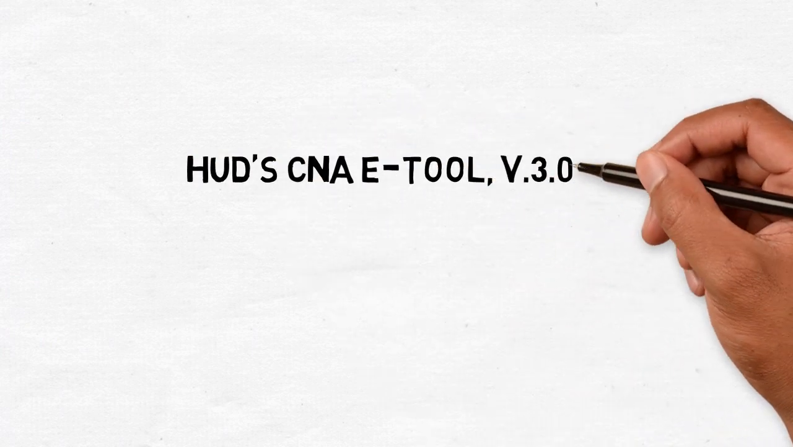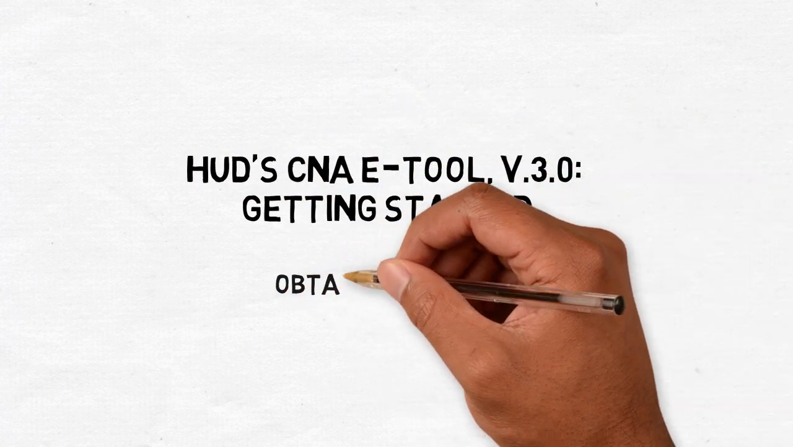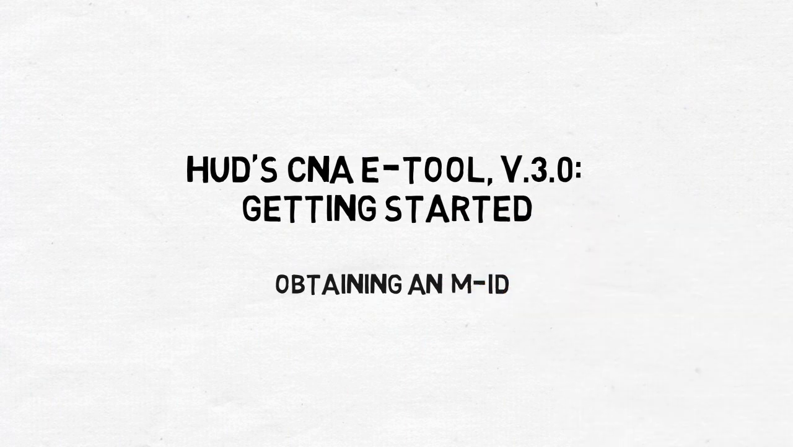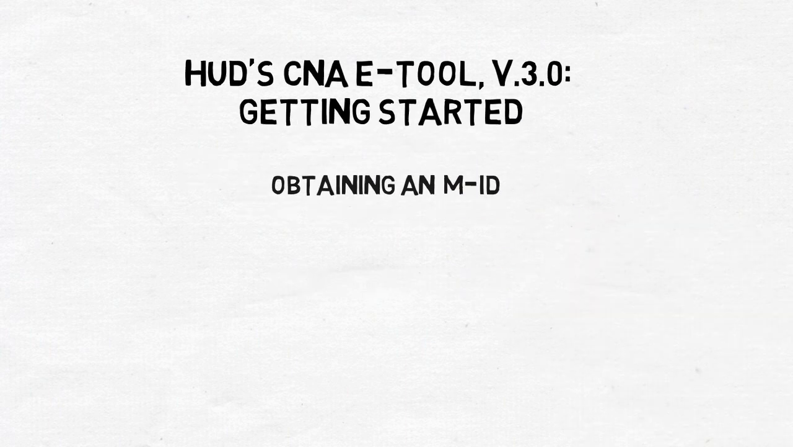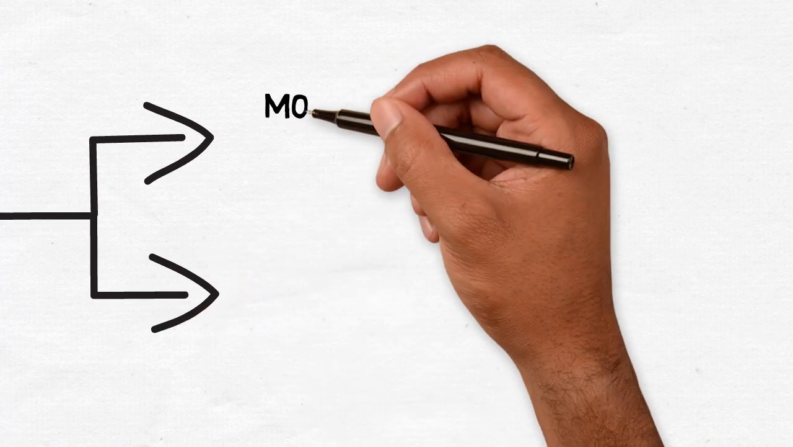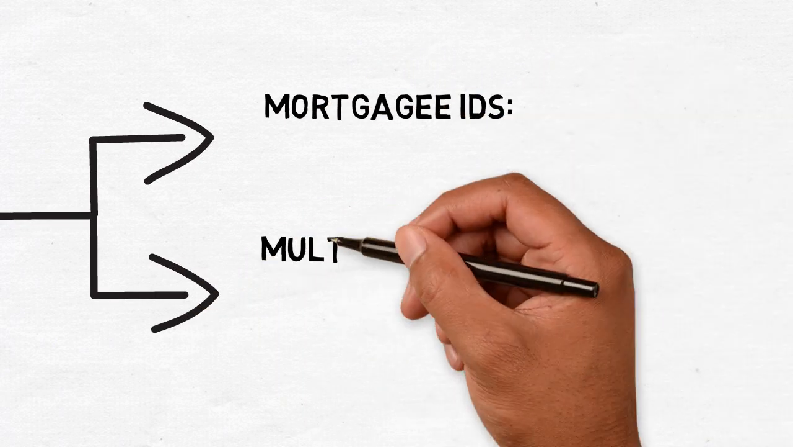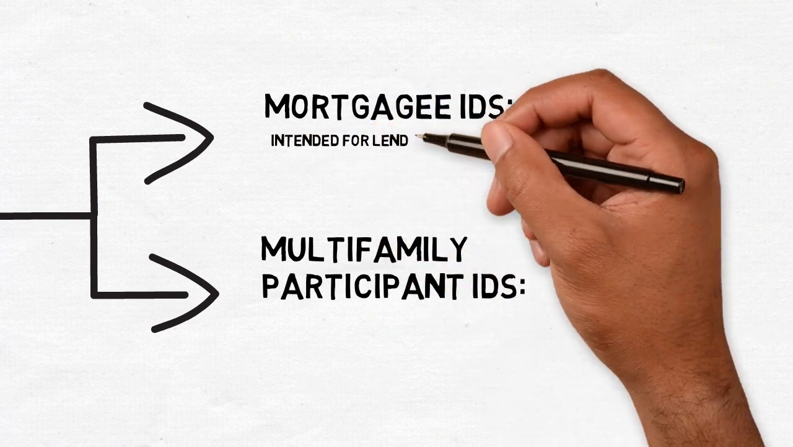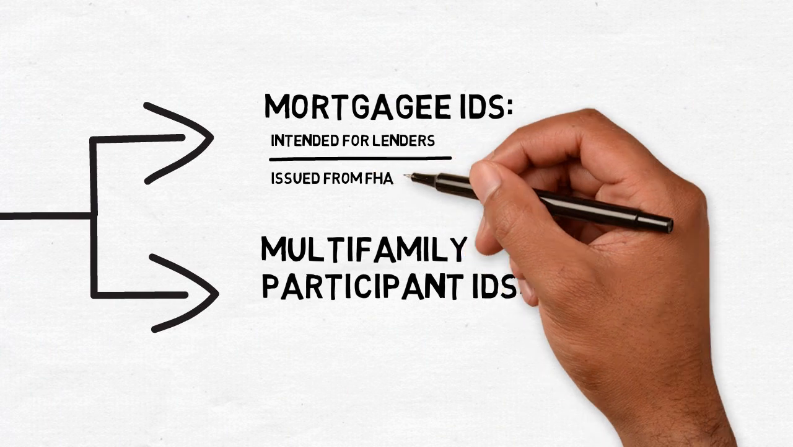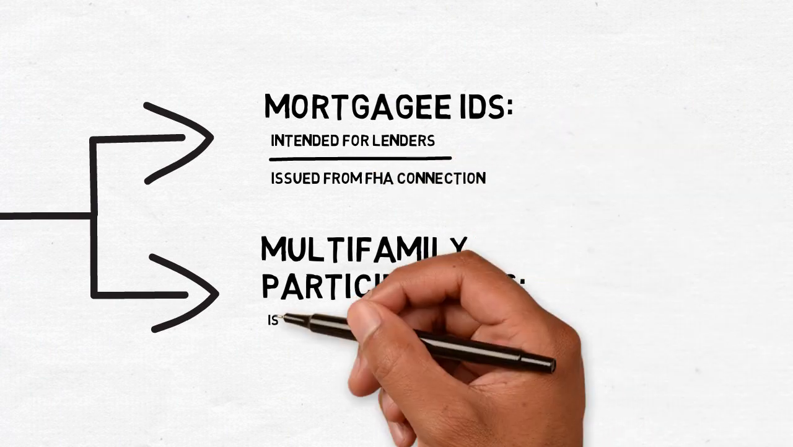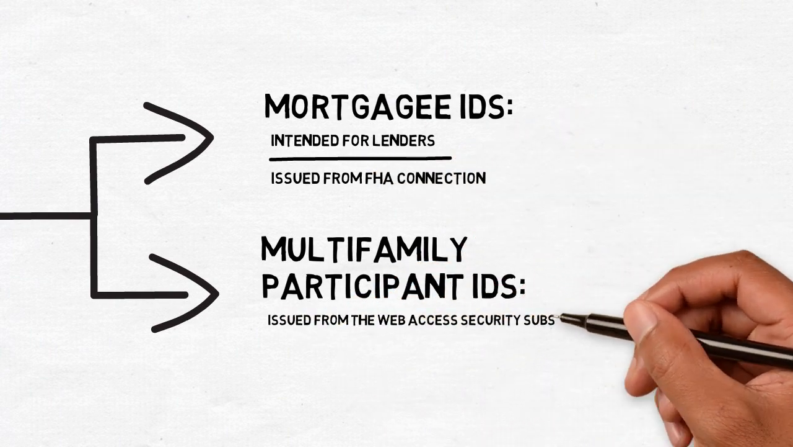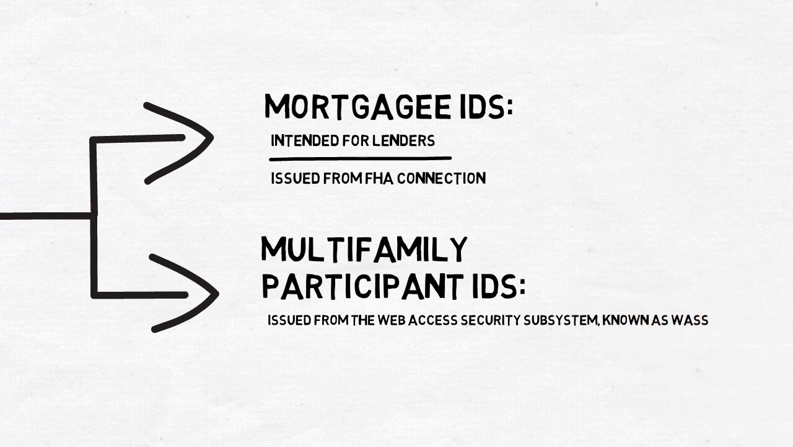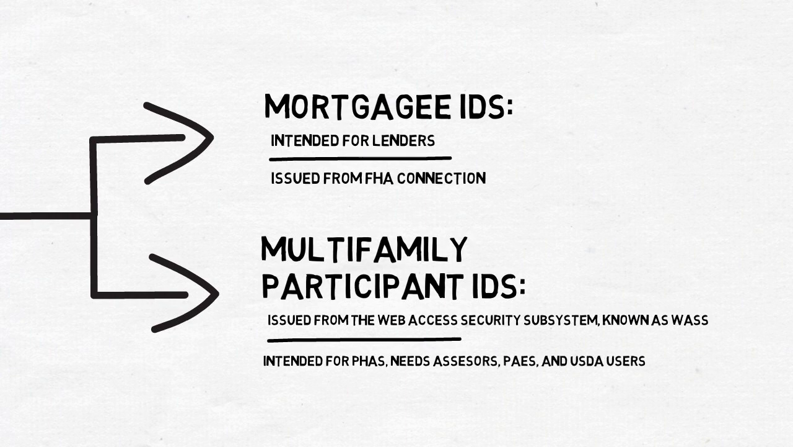In order to obtain access to the CNA eTool, both coordinators and regular users must obtain an MID. HUD has two different kinds of MIDs, mortgagee IDs and multifamily participant IDs. Mortgagee IDs are intended for lenders and are issued from FHA Connection. Multifamily participant IDs are issued from the Web Access Security Subsystem, known as WAS, and are intended for PHAs, needs assessors, PAEs, and USDA users.